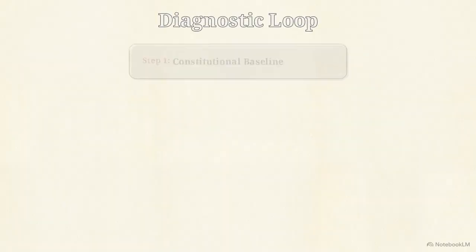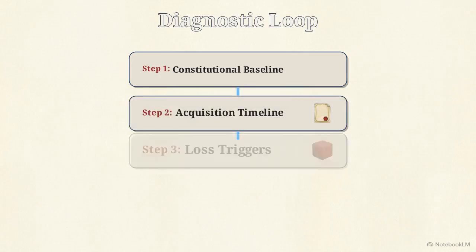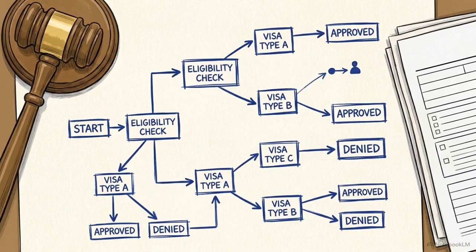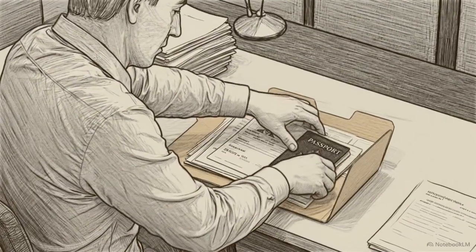So here is the complete diagnostic loop. Verify the constitutional baseline, trace the acquisition timeline, check for terminators, and finally, matrix the correct overseas status. This logic tree is the exact standard required to perform accurate legal, immigration, and civil service assessments without missing critical details. Now it's time to put this into practice.